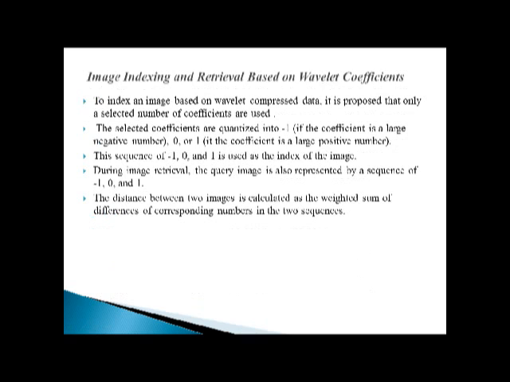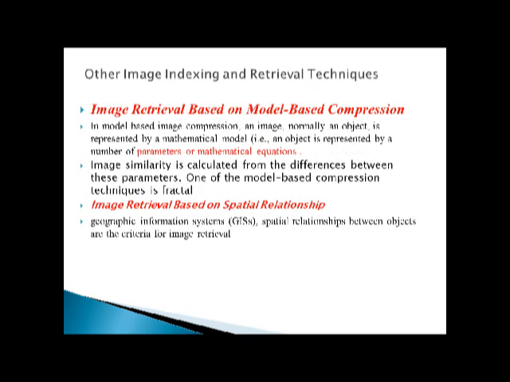So the image indexing based on wavelet coefficients. So here also you can have some wavelet coefficients which can be quantized or it can be discrete, divided into a number of discrete values from 0 to, and the next is image retrieval based on model based compression. And different models, either it can be in the case of continuous equations or in the case of representation by a number of parameters.